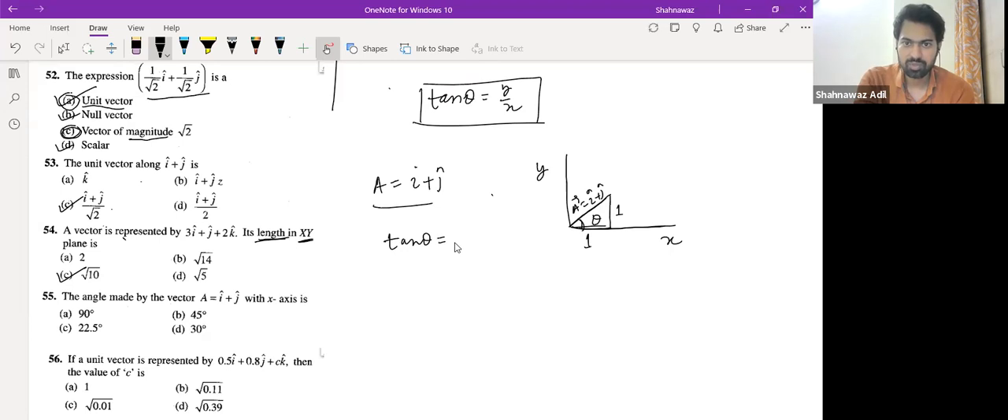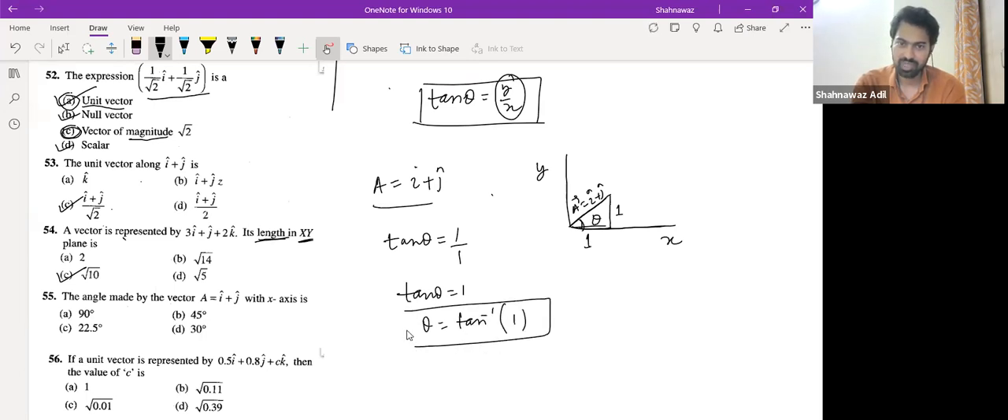90, 45. You guys just tell me these and then tell me the answer. 1 by 1. Where is this root 2 coming from? Okay, tan. Yeah, so 1 by 1, so tan theta is 1. So Rishita's answer is 45. Do you want to change your answer, Akib? About theta 90? Rishita's answer is 45.